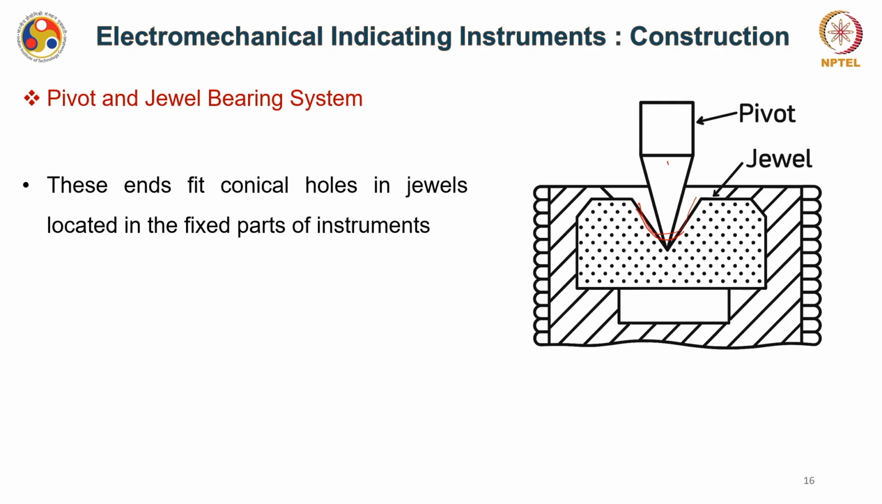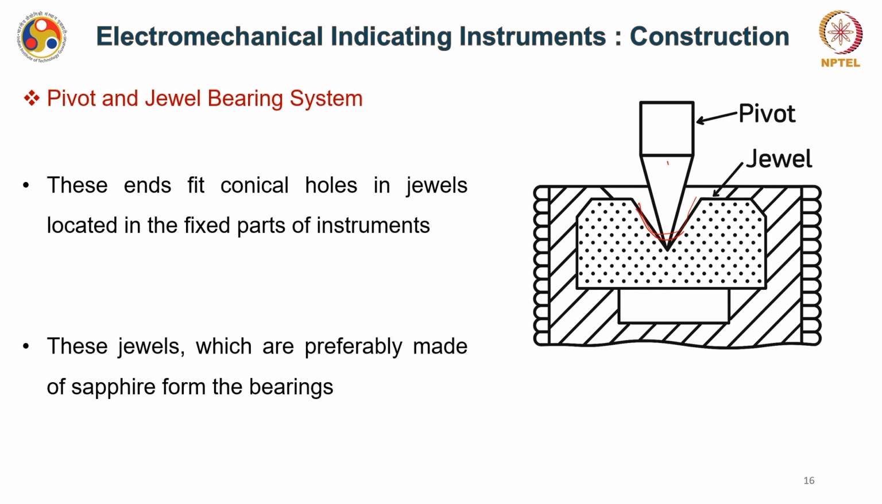We are calling it jewel because they are kind of sapphire, which is artificial jewelry basically. So, these are made up of sapphire. Sometimes even the older generation of these instruments were having ruby also. So, these ends fit conical holes in jewel located in the fixed part of the instrument, and these jewels, which are preferably made up of sapphire, form the bearing, and that is why the name is jewel bearing.